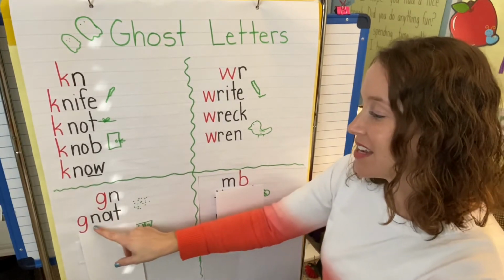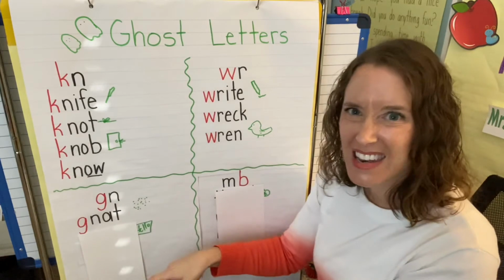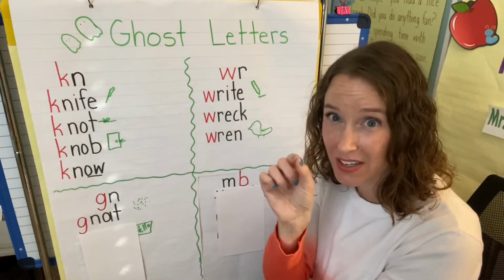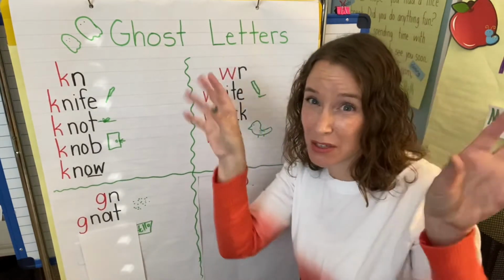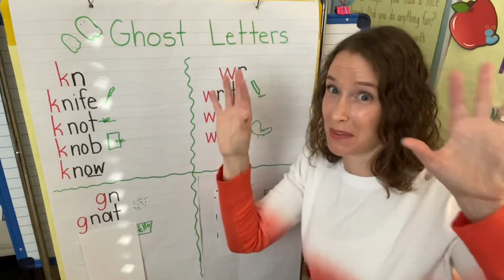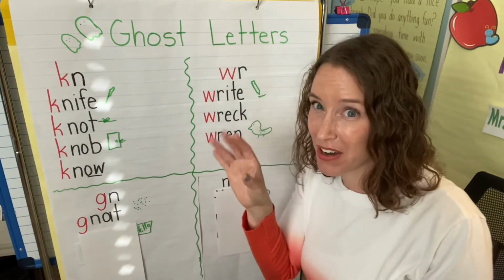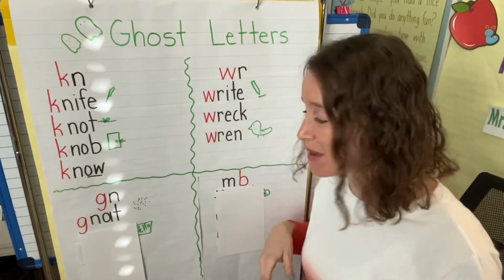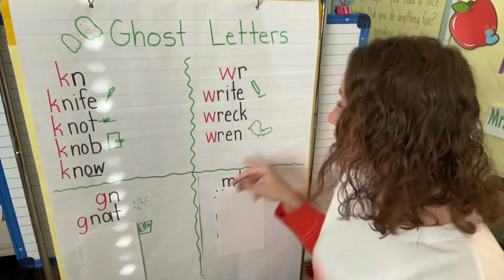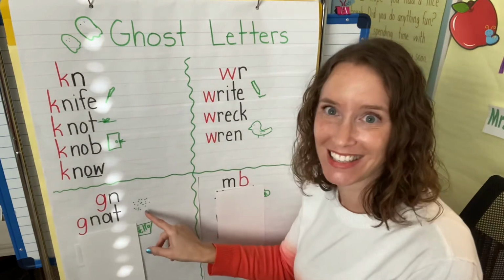N-at. Gnat. A gnat is a small bug. You ever go outside and you see these little bugs all over the place? I know sometimes on the playground they have them. That's a gnat, okay? Those small bugs that get in your face and you shoo them out of your eyeballs. Gnat, small bug. And actually the wren will eat the gnats.